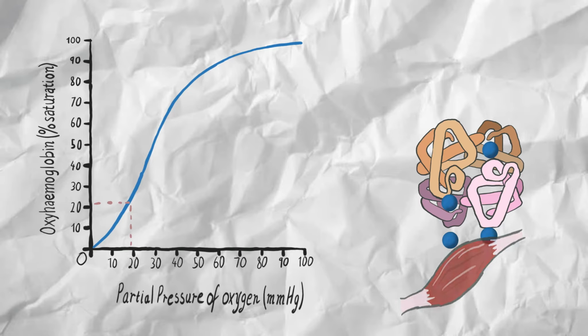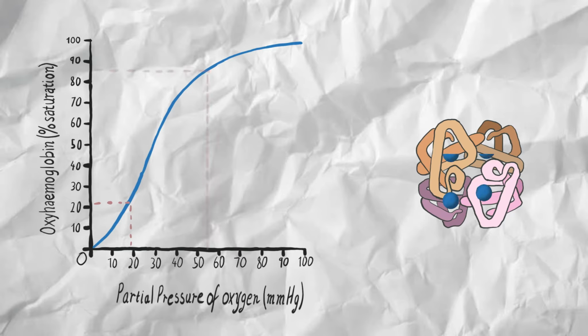Now one thing that you'll also note about this curve is that the binding is not linear, and that is because as each oxygen molecule binds, it makes it easier for further molecules to bind until the entire process saturates.